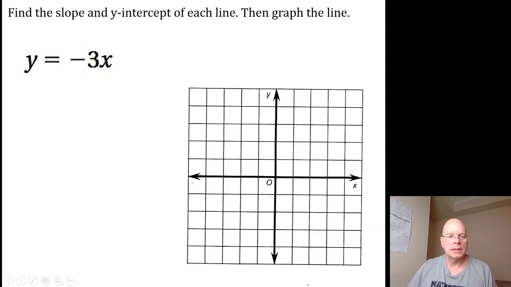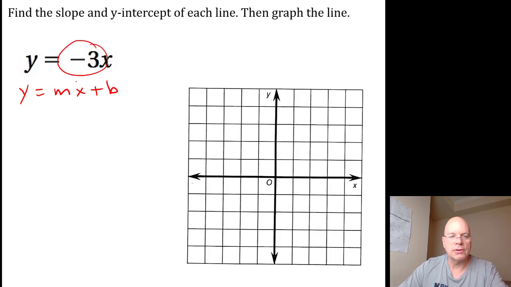Okay. Y equals negative 3x. This is going to seem much harder, but actually it's much easier once you understand something. Y equals mx plus b. Well, the negative 3 is clearly the m, because I see it's being multiplied by x. So m is negative 3, but what's b? If you don't see a b, b is 0.